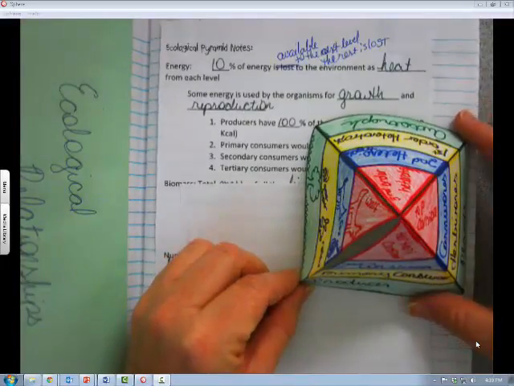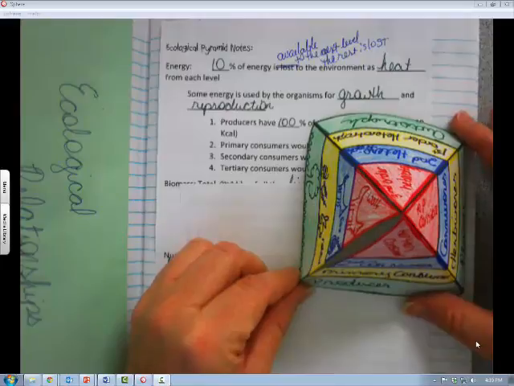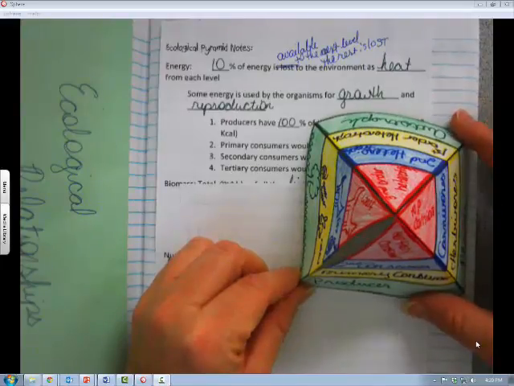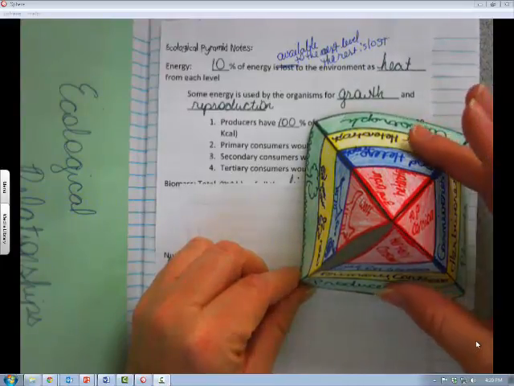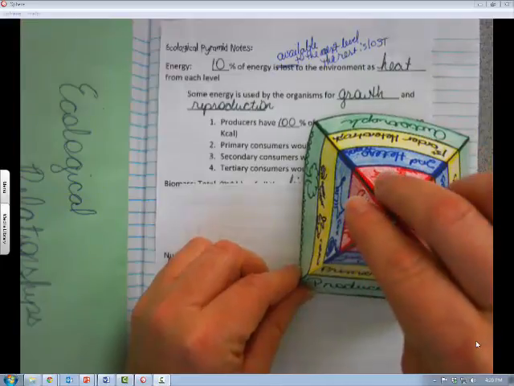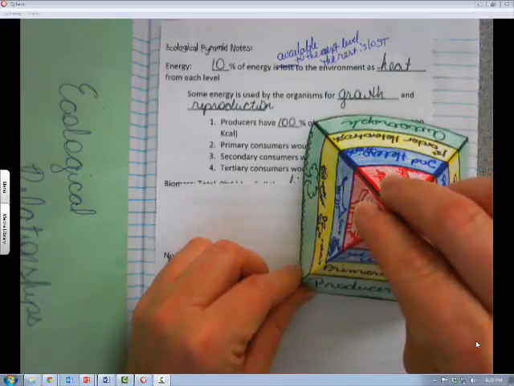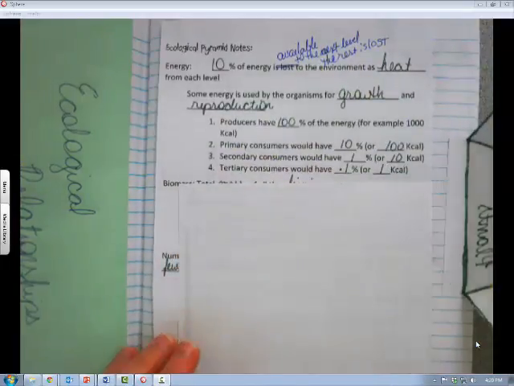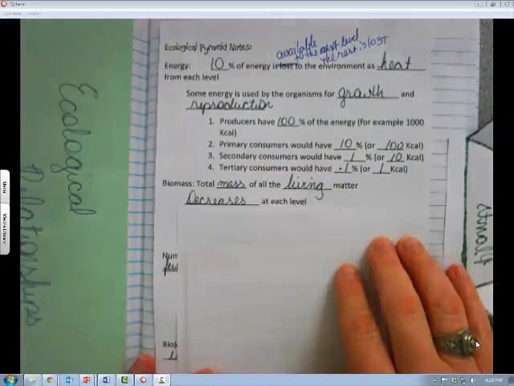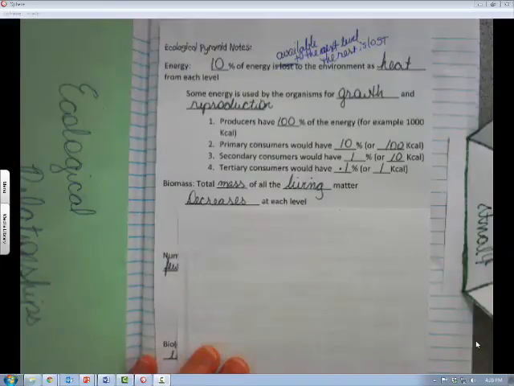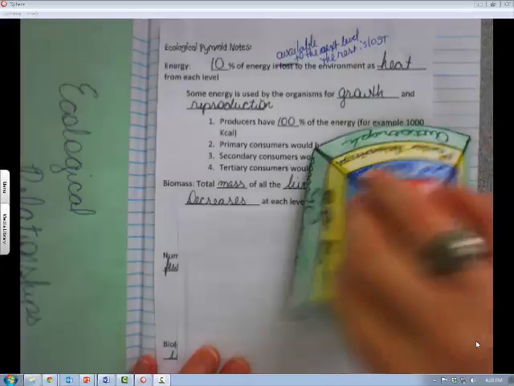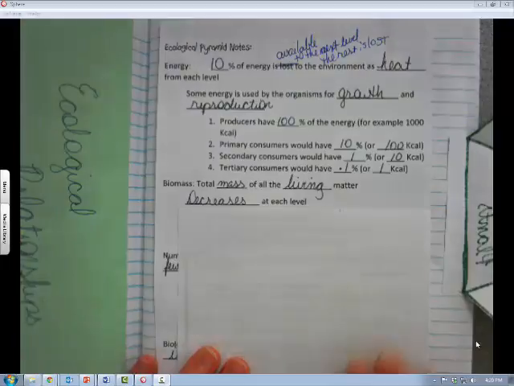So you see why the top is so small? These produce a ton of energy. They use that energy. And then each level is going to use some of that energy and lose it as heat. So the top level has very little energy available to it. Okay? The same thing for biomass, which is the total mass of all the living matter in an ecosystem. And that's going to decrease. Just like the amount of energy gets smaller from level to level, the total amount of living matter gets smaller as you go up as well.